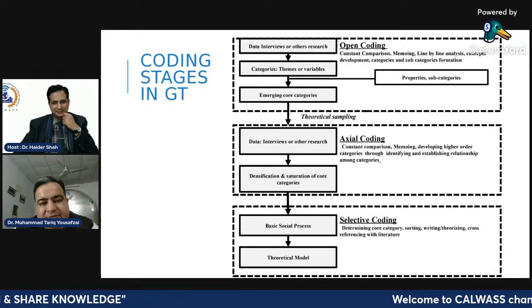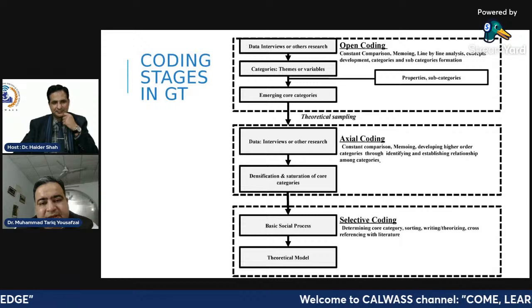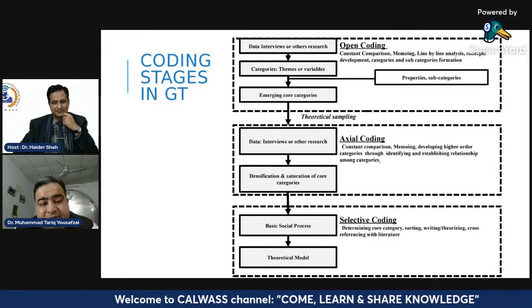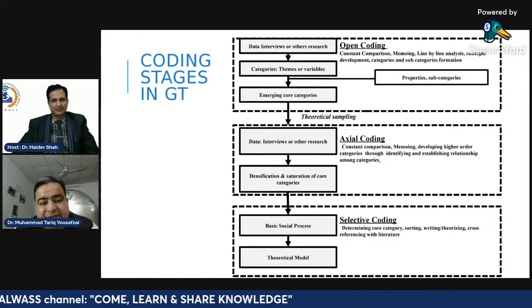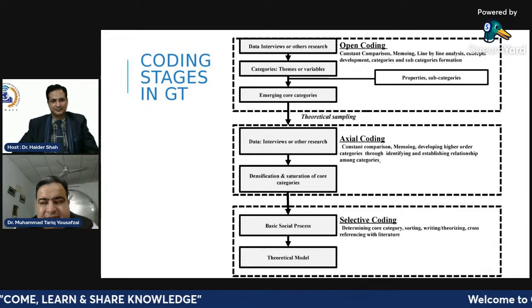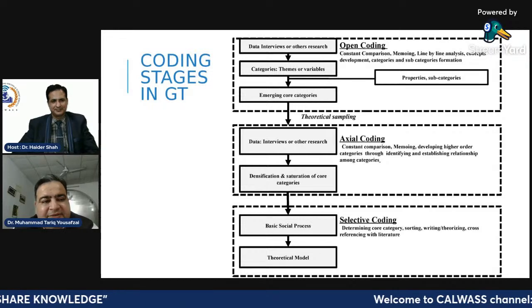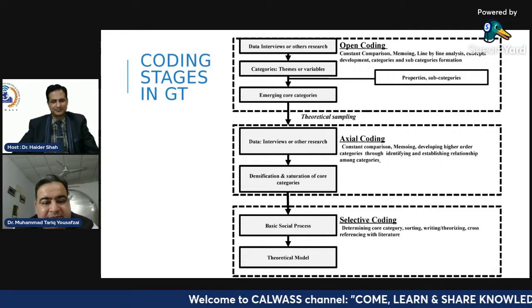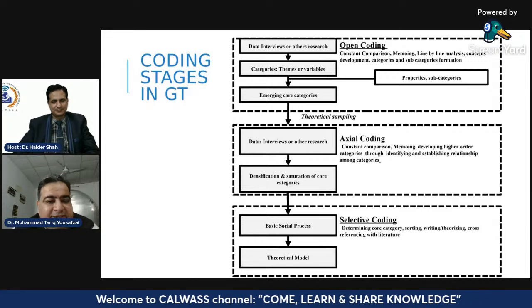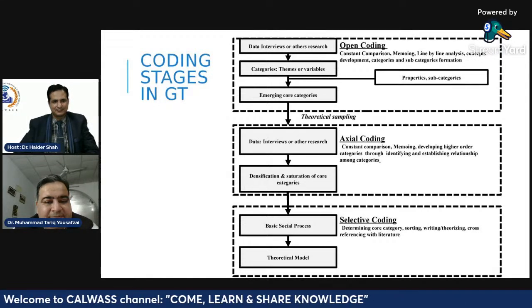Memoing is where you keep a journal or diary, do line by line analysis, or transcribe it, and then you come up with categories. Our goal is the densification of categories. Densification of categories would result in the emergence of a core category, as we can see in the third.